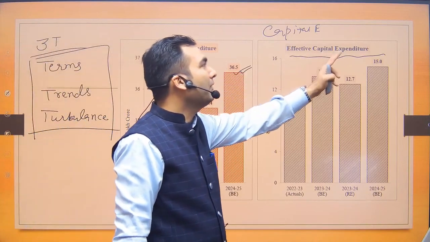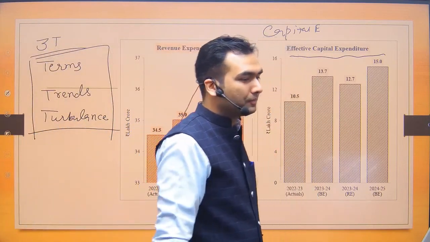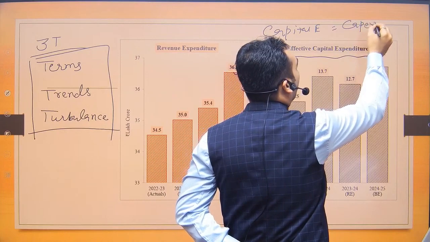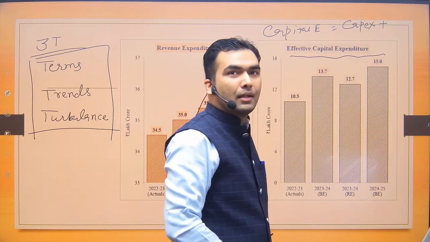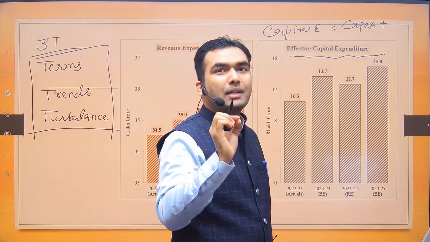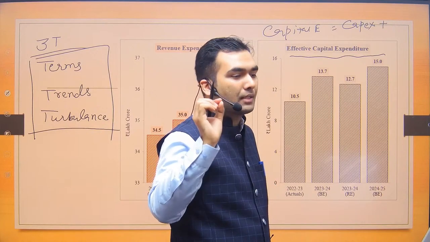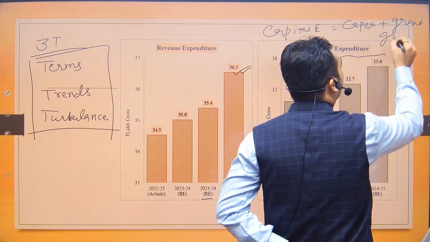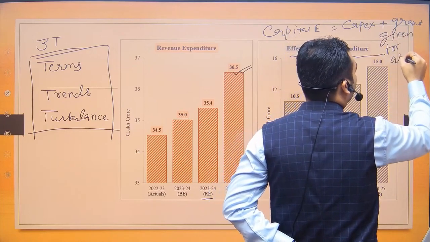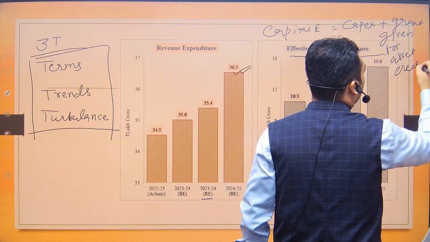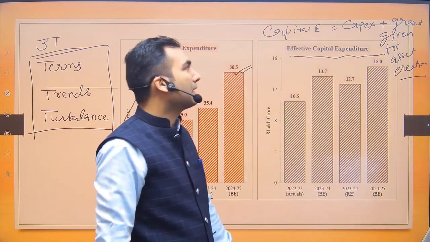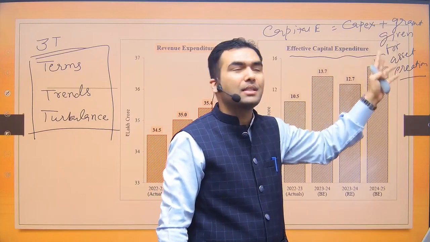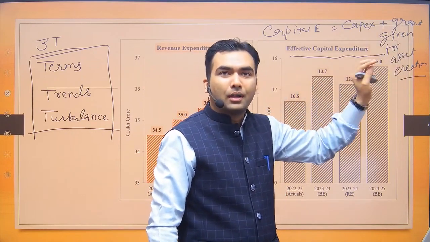Now first, this term, effective capital expenditure, if you do not know, please write it down. It is the sum of capital expenditure, also called capex, plus the capital expenditure done by state governments from the center's grant. Okay, so it's a grant which is given for asset creation. If a grant is given for asset creation, that should ideally be counted as capital expenditure, because this expenditure is used for asset creation, but since it's a grant, it is counted as revenue expenditure.